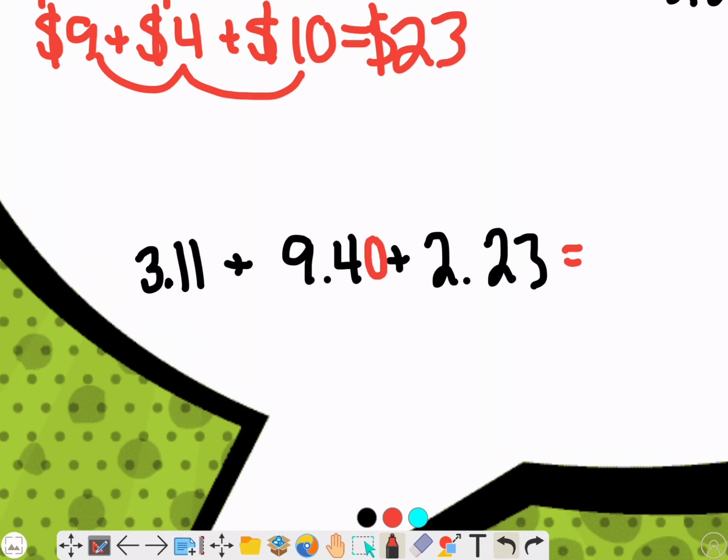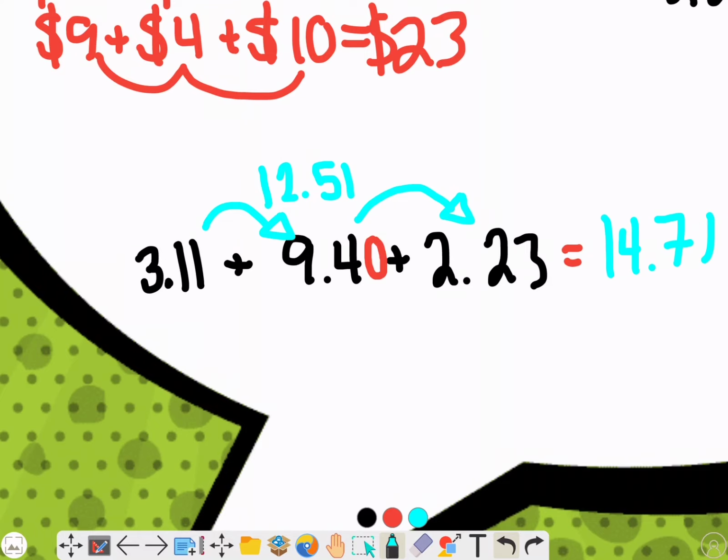If I have 3.11 plus 9.40, that would be 12.51. And if I add that number to 2.23, that means I'll have 14.74. And I could have lined it up vertically, but that's not what this video is about; you're trying to see how you set it up.